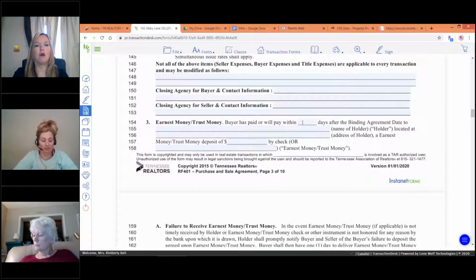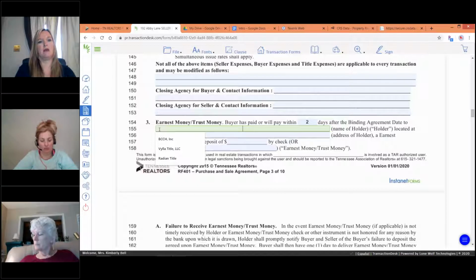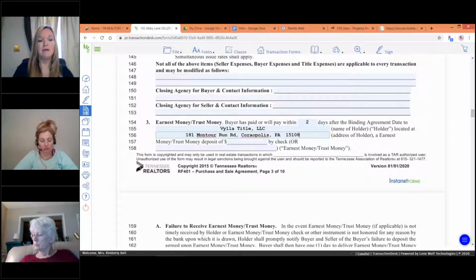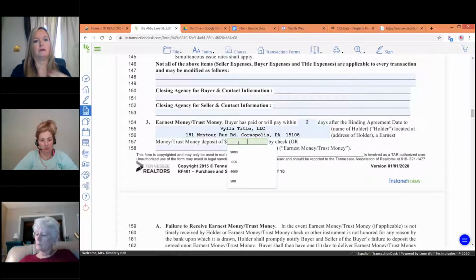On line 154, you're going to put the number of days. With my REOs, we want 2 days after binding agreement date. And we're going to have it be Villa Title Insurance, and their address is in Pennsylvania. And we want a minimum of $1,000. Any questions there?